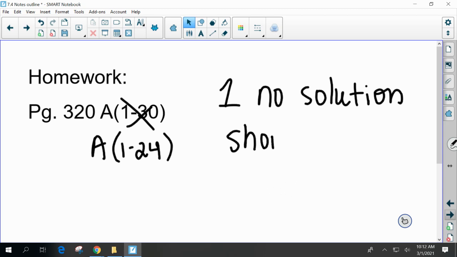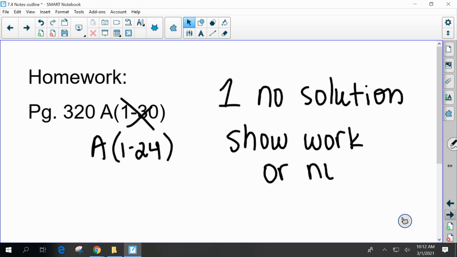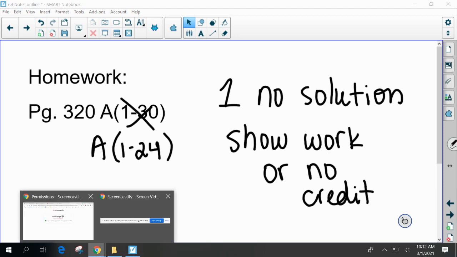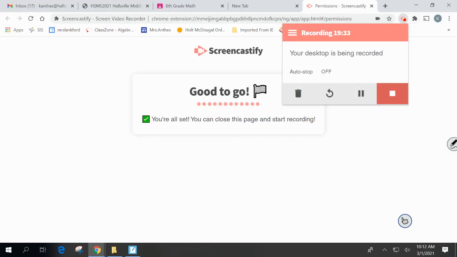Also, you have to show your work or you will receive 0 credit. If all you have is answers, you will not get any credit. And where are we in? 1 through 4.